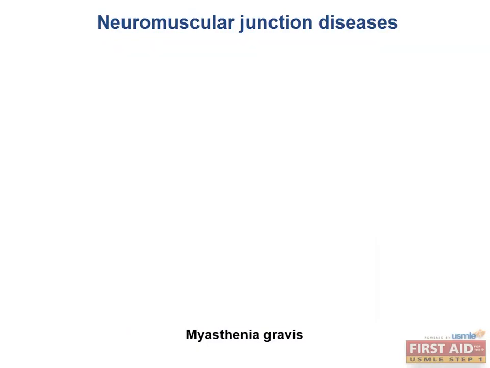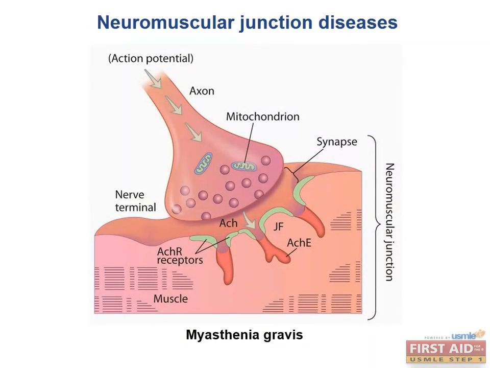So how can we treat myasthenia gravis? Let's go back to the neuromuscular junction physiology. Normally, the acetylcholine that's released into the synaptic cleft is broken down by acetylcholine esterase relatively quickly.